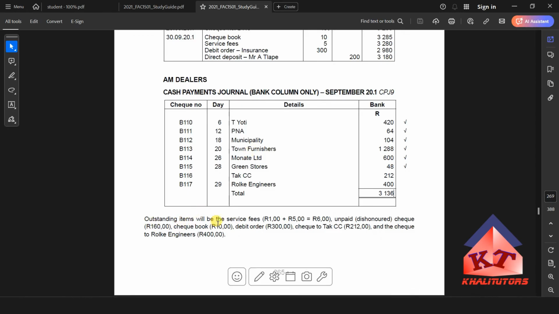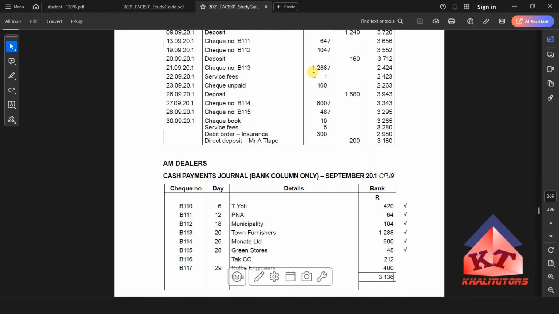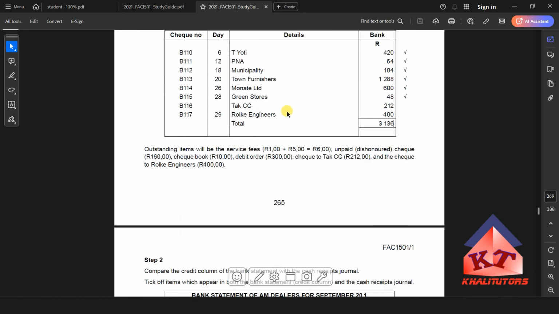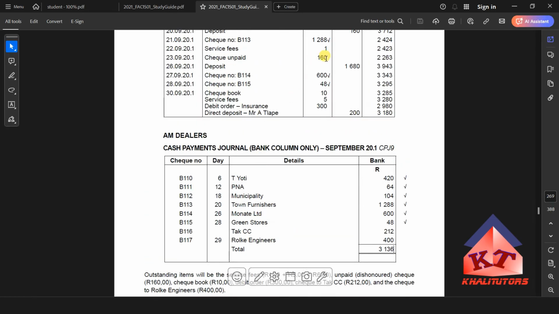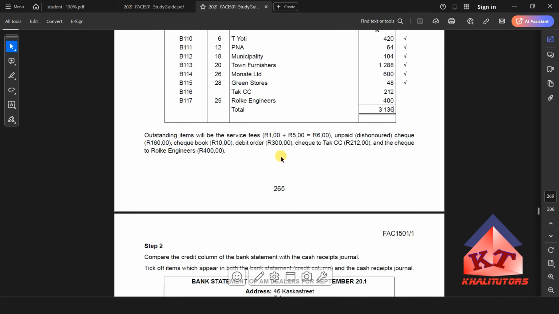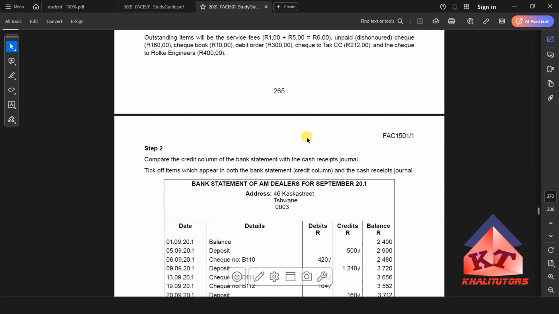So this is what they're saying. Outstanding items will be service fees, which is R1 plus R5. This is a service fee, and also this R1 is a service fee. The unpaid or dishonored check is the 160. And then the 300, which is a debit order, and so on. So that's basically what you're going to do.